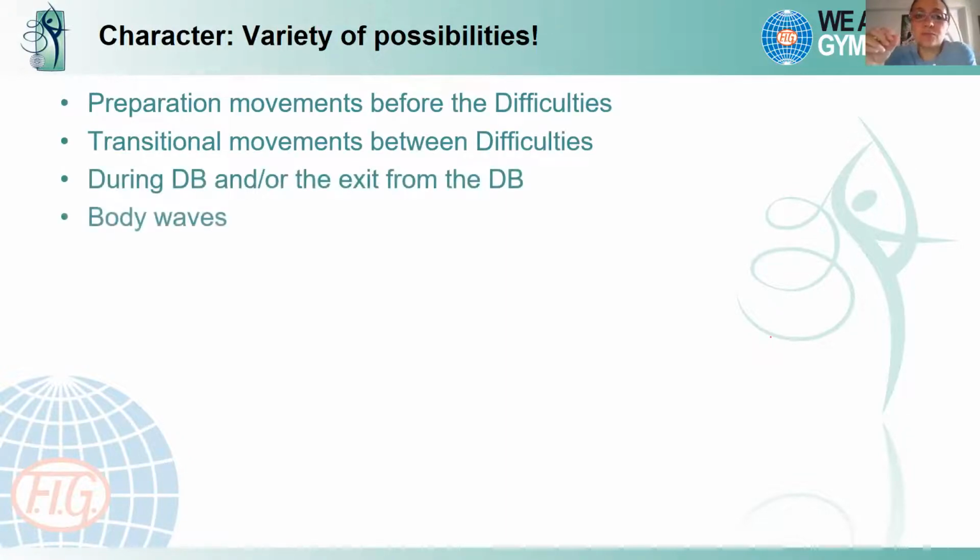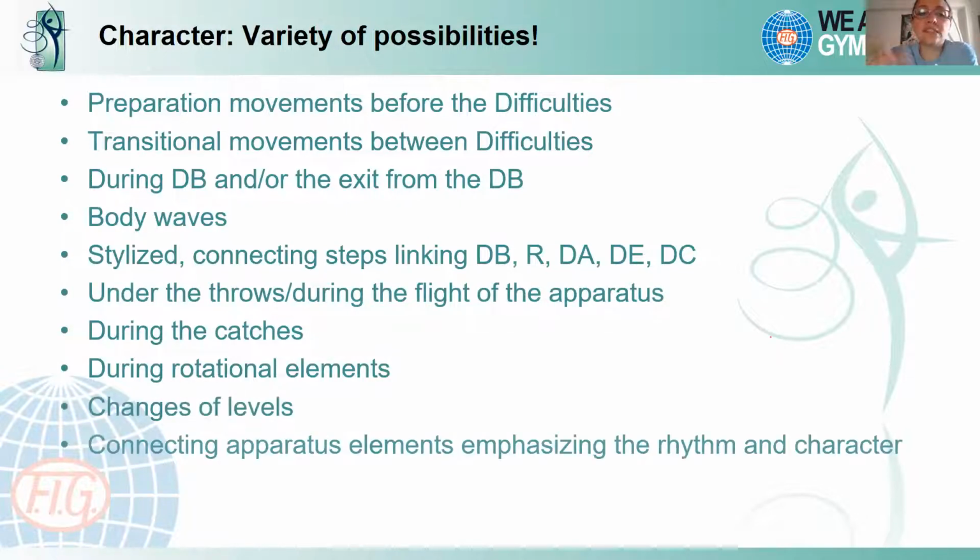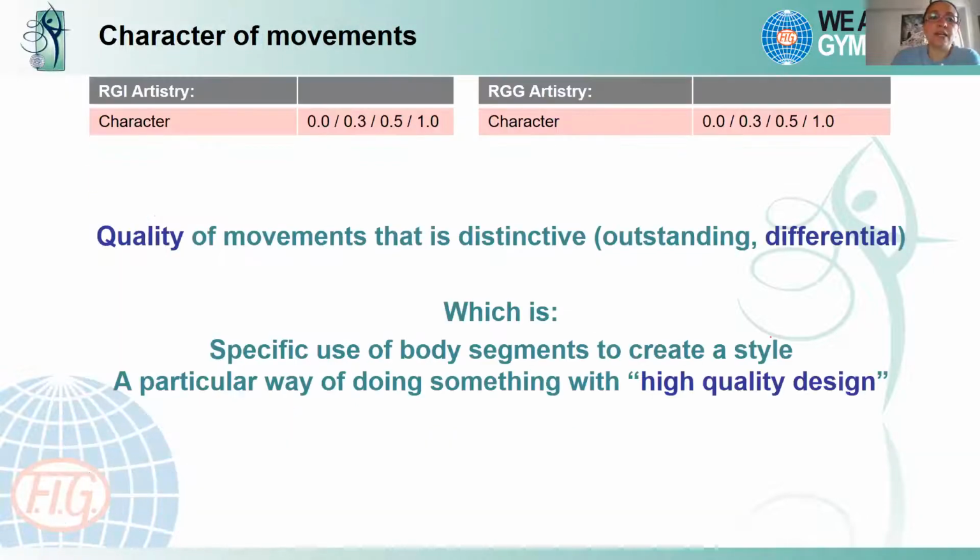Where can we see character? We can see character in preparational movements, in transitional movements, during DB or the exit from the DB, body waves, stylized and connecting steps, under throws or during the flight, during catches, during the rotational elements, in the change of levels, in the connecting apparatus elements, during the DA or during the CC. All of these possibilities you can see, not all of them, but some of them. So we have the character for artistry.